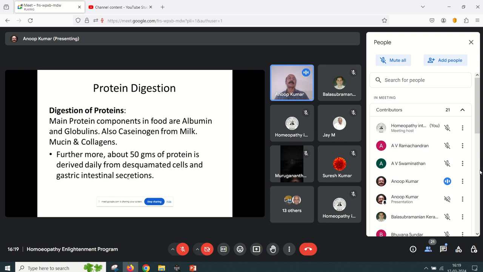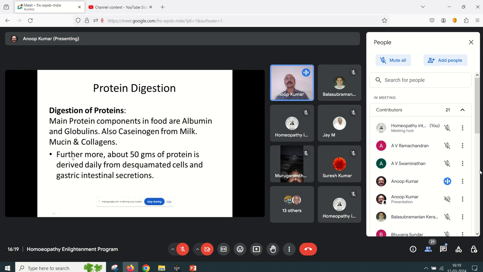Digestion of proteins. The main protein contents in the food are albumin and globulins. We also have caseinogen from milk. Mucin and collagen will also be part of the protein contents in the food. So the main ones are the albumins and globulins that we eat, then caseinogens from milk, and mucins and collagens from the seeds and the foods that we eat.